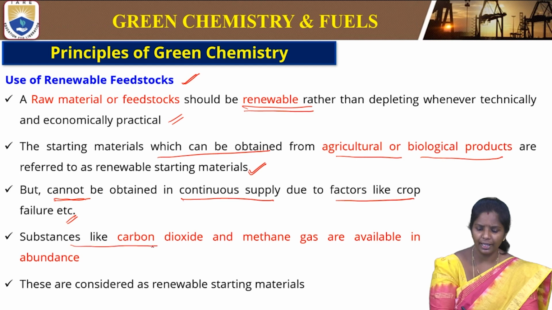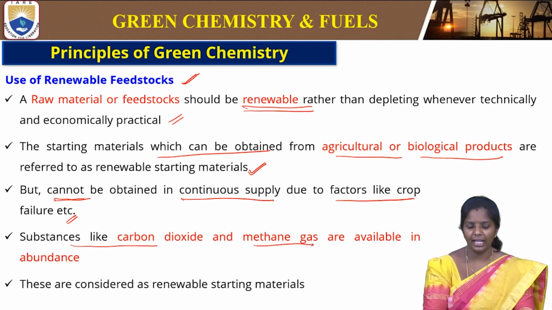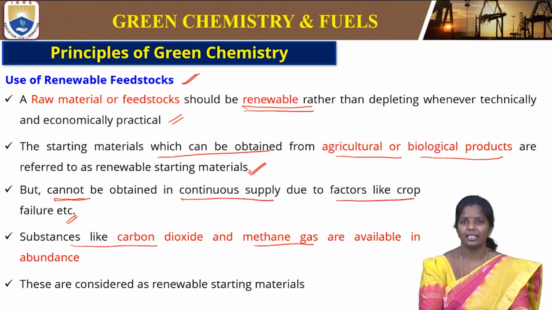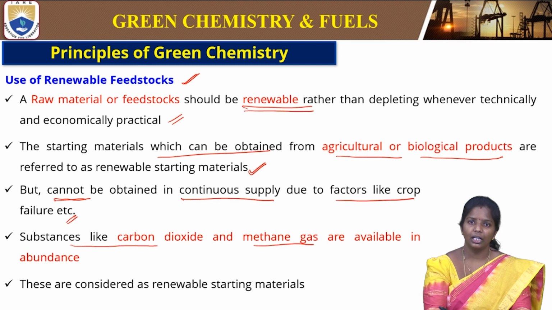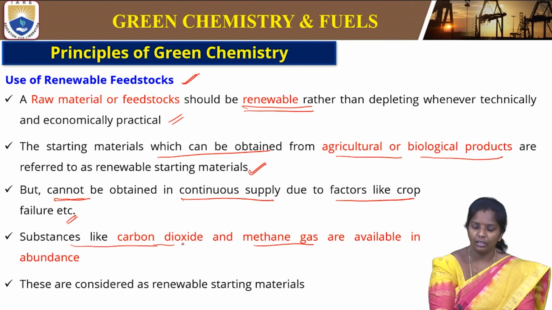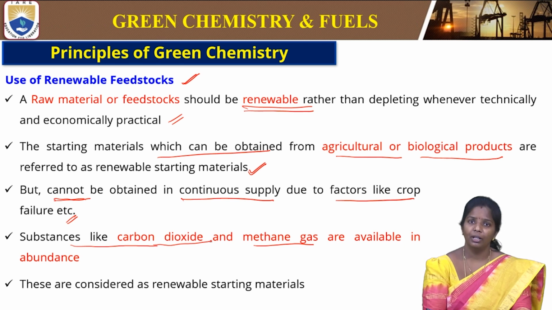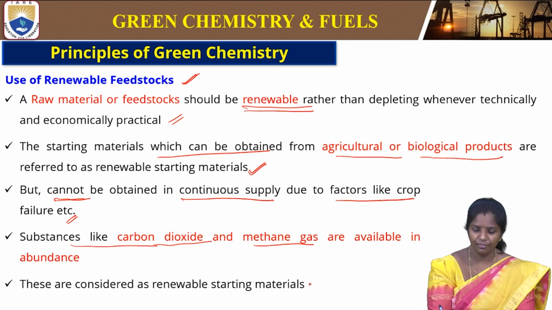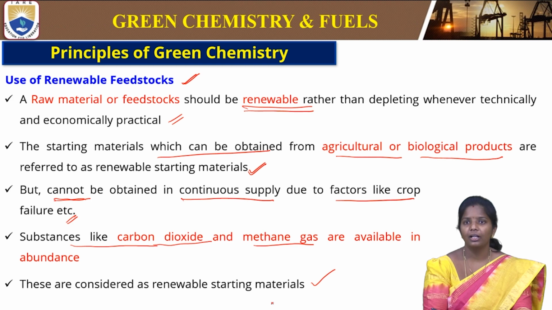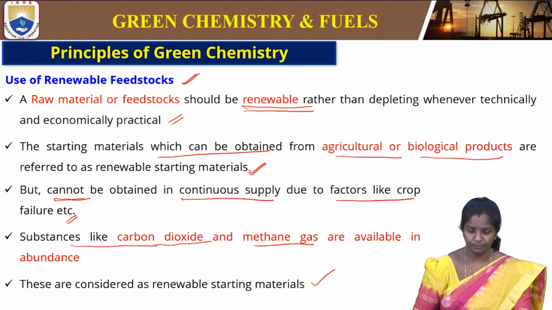Then substances like carbon dioxide and methane gas are available in abundance. So any process that uses these gases can obtain them from nature, because they are abundantly available. So these are again preferred as renewable resources, and therefore they are called renewable starting materials.